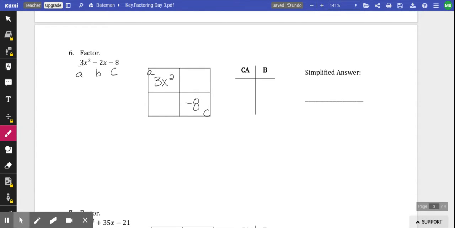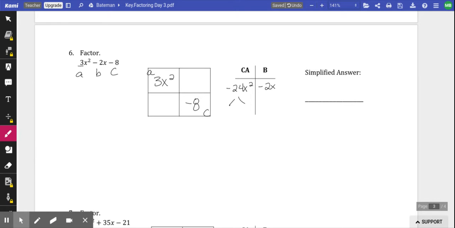And now I'm ready to fill in my t-chart. CA is negative 8 times 3x squared, which is negative 24x squared. B is negative 2x. Now I'm looking for two numbers that multiply to give me negative 24x squared, but add to give me negative 2x.